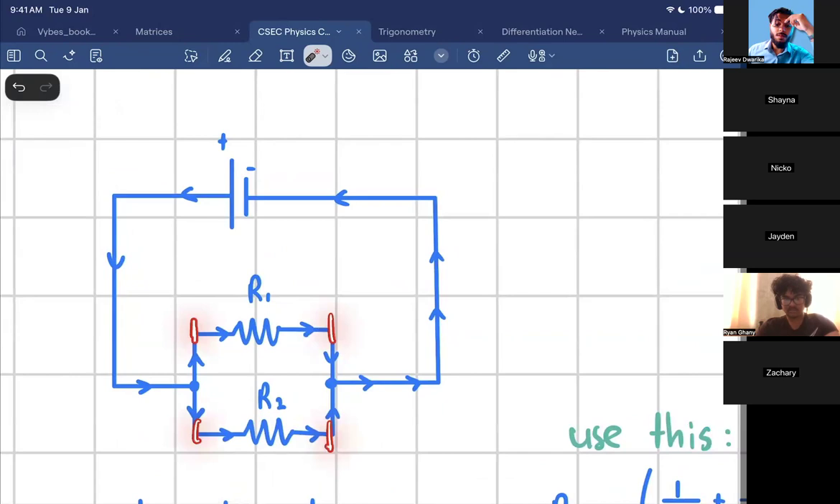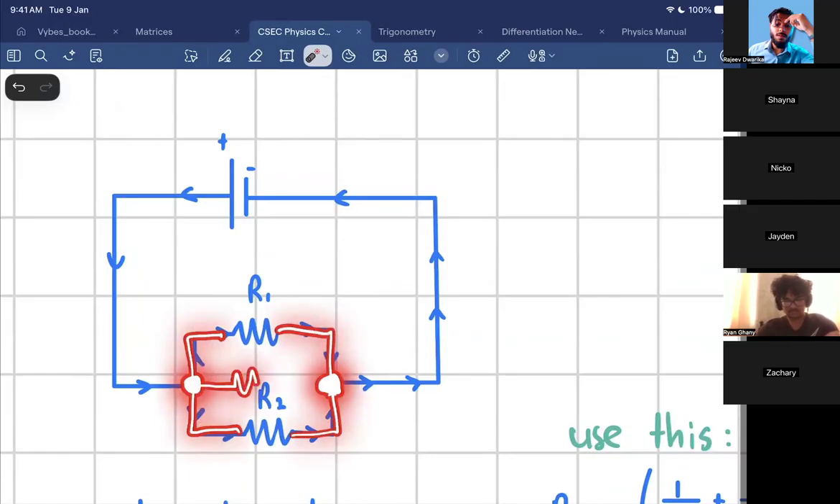The same, because these components are in parallel. And furthermore, voltage is potential difference. We can see that both of them share the same potential difference. Watch. Both of them have the same potential difference because both of them are between these 2 points, R1 and R2.